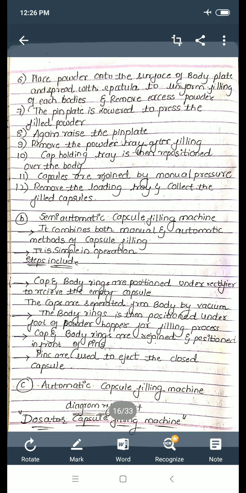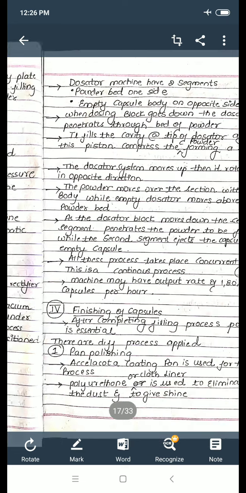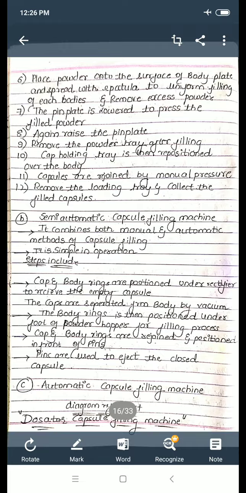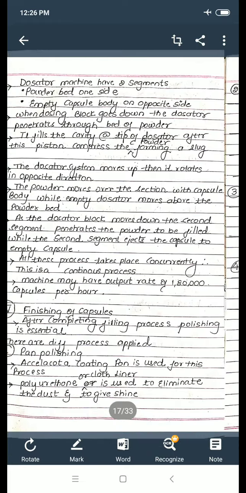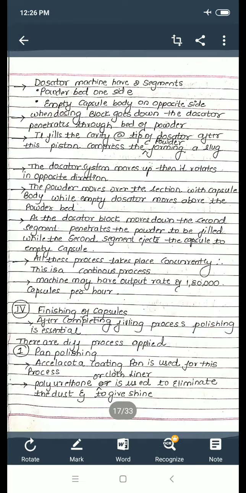There are also automatic capsule filling machine. It is called as a dosator capsule filling machine. So in dosator machine, it is having a two segment. You are having a powder bed on one side, and on opposite side you are having an empty capsule body. When dosing block goes down, the dosator penetrates through the bed of the powder and it fills the cavity at the tip of the dosator.